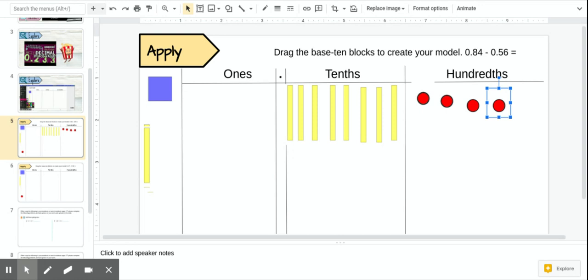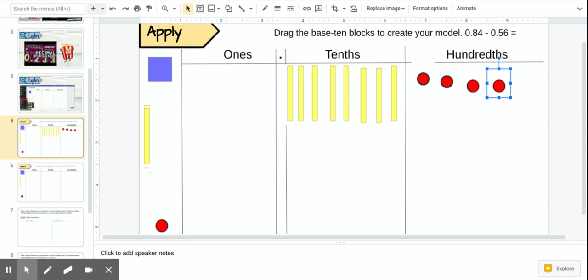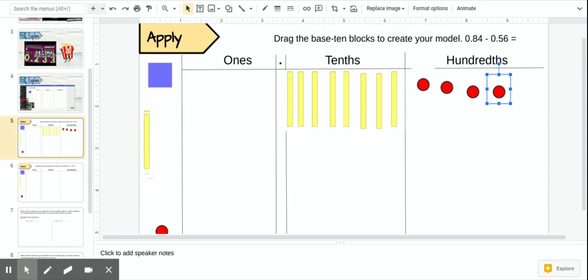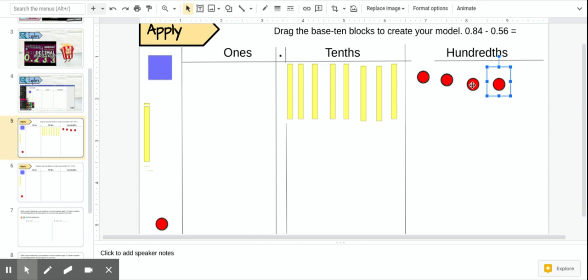Awesome. Then I'm going to move over to the next number and I have 4 hundredths. So I'm going to grab myself 4 of these red circles. 1, 2, 3, 4.